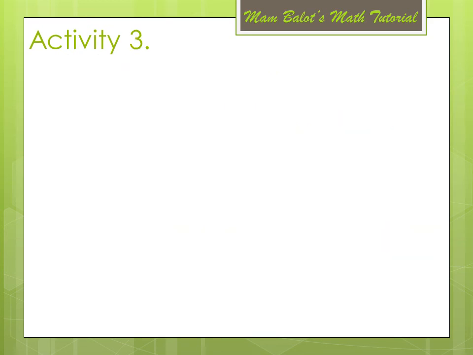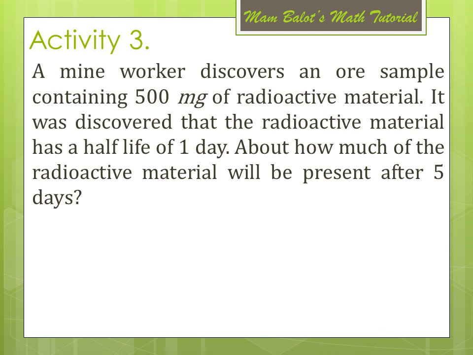Let's have activity 3. A mine worker discovers an ore sample containing 500 milligrams of radioactive material. It was discovered that the radioactive material has a half-life of 1 day. About how much of the radioactive material will be present after 5 days? So from this problem, we have our first term as 500, since the radioactive material contains 500 milligrams. So since we are talking about a half-life, therefore the common ratio here is 1/2.